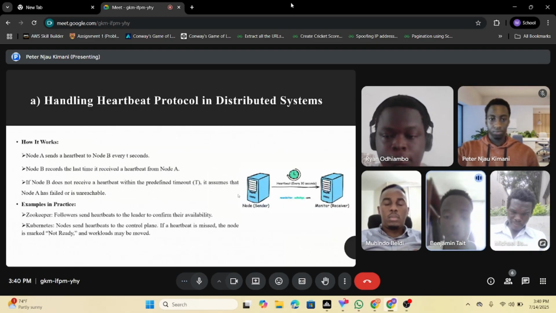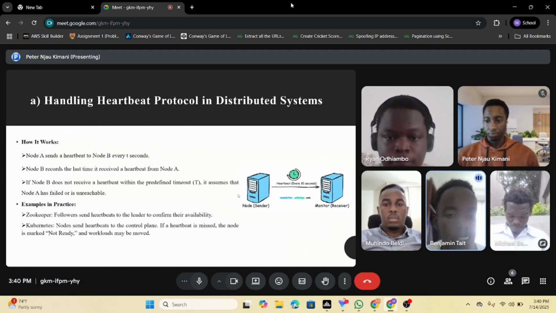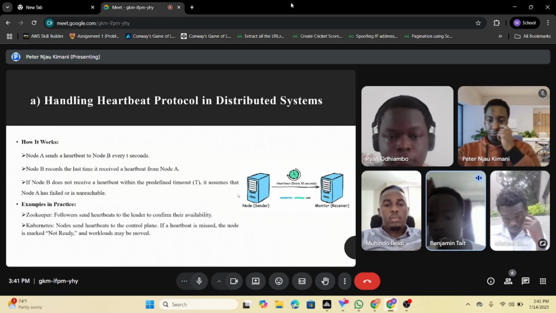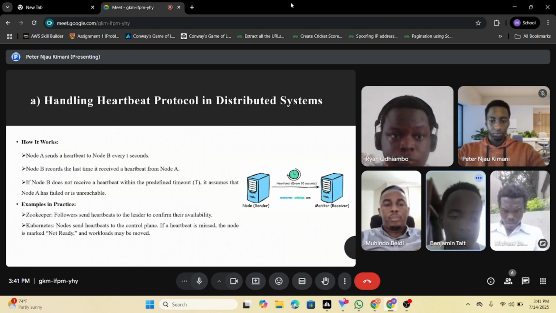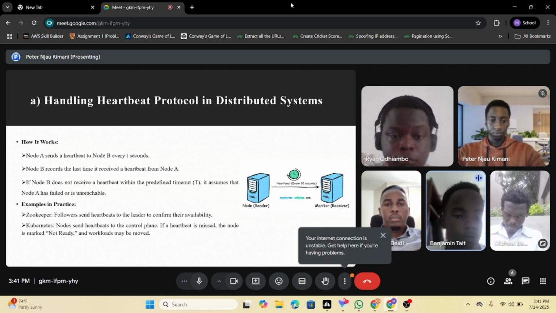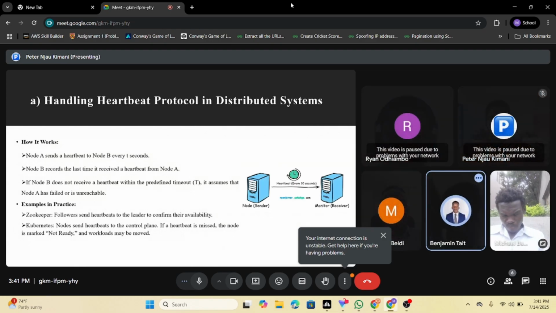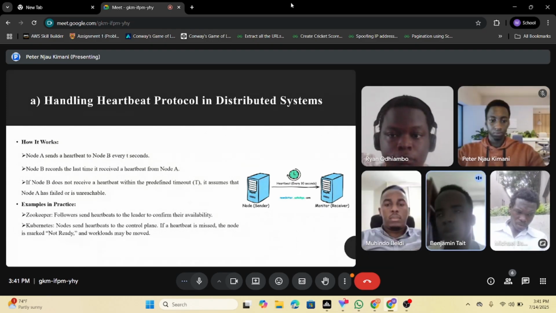So how this works, we have node A sending a heartbeat to node B every 2 seconds. In this case, the heartbeat is the message "I am alive," showing that it is still working. Node B records the last time it received the heartbeat from A. If node B does not receive a heartbeat within the predefined timeout, it assumes that node A has failed or is unreachable. So if the timeout was 20 seconds, as we had said, and it does not receive a heartbeat message within that time, it considers that the node is unreachable or has failed.